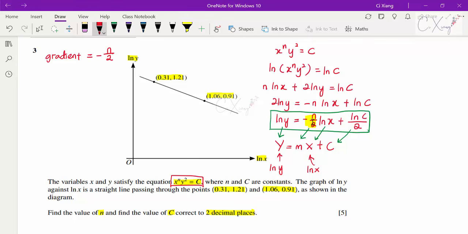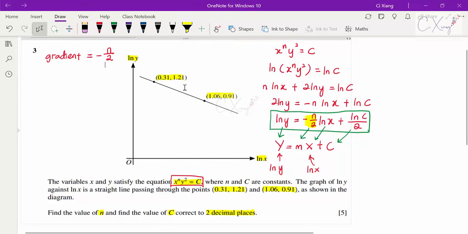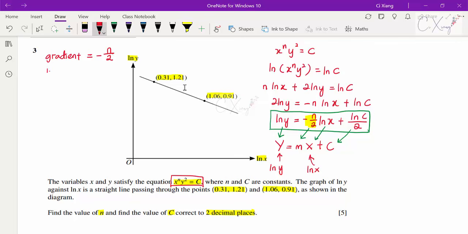So how do we calculate the gradient from the diagram? From the diagram here, you can calculate the gradient by using the points. Let's say I have 1.21 minus 0.91, y1 minus y2, divided by x1 minus x2, so 0.31 minus 1.06. And it is equal to negative n over 2.